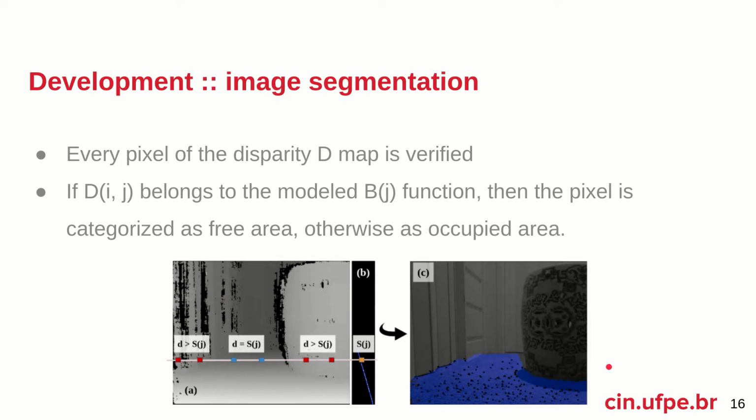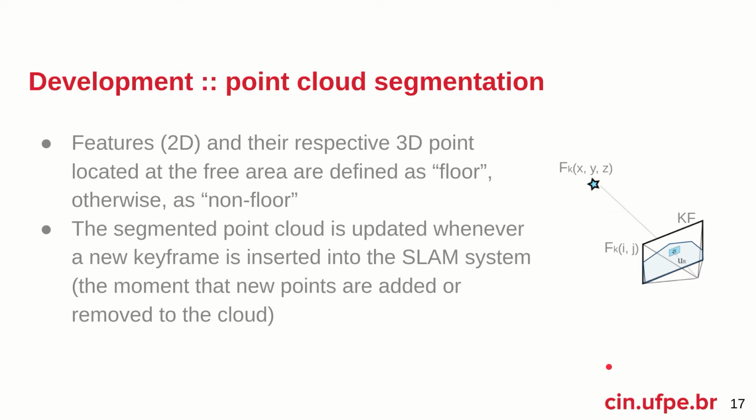Once we have a segmented image, we can extend the segmentation to the 3D point cloud data. Feature and the respective 3D point located at the free area are defined as floor, otherwise as non-floor. The segmented point cloud is updated whenever a new keyframe is inserted into the SLAM system, which is the moment that new points are added or removed to the cloud.